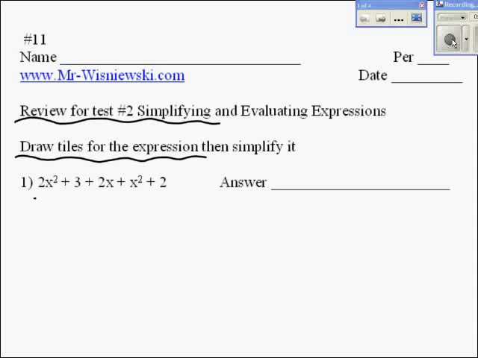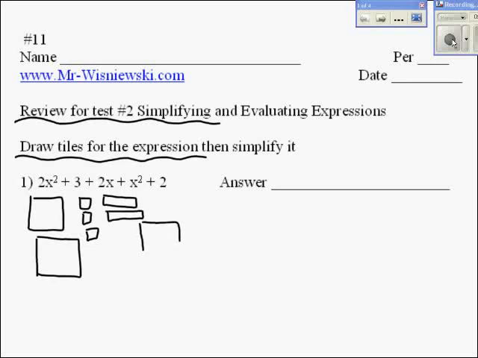So 2x squares, we're going to have to draw them first, number 1. Next thing we have is plus 3, so we draw 3 ones. Next we draw 2 x's. Then we're asked to draw an x squared. And last we're asked to draw 2. Then we're going to put them together.